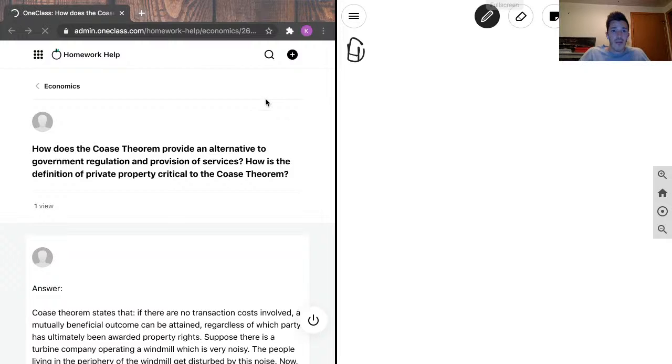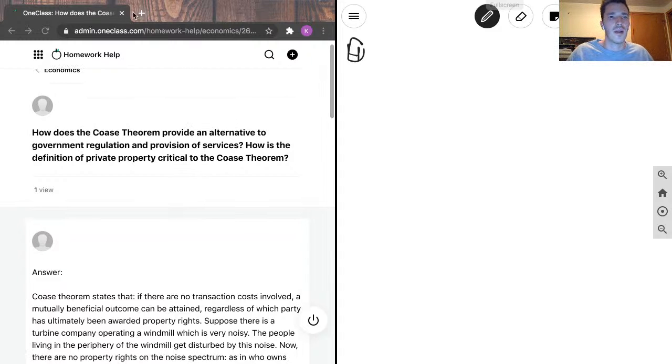How does the Coase theorem provide an alternative to government regulation and provision of services? How is the definition of private property critical to the Coase theorem? The Coase theorem essentially states that if property rights are assigned, an efficient outcome can be reached, in the absence of transaction costs, I think, off the top of my head.